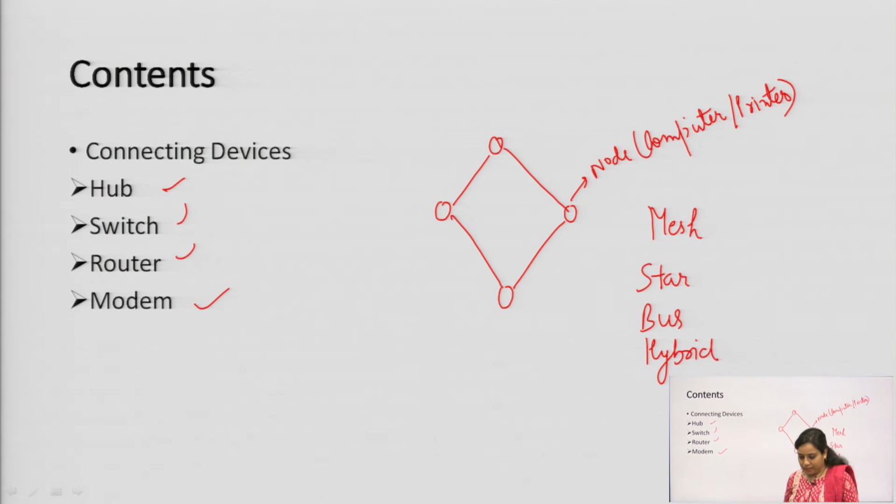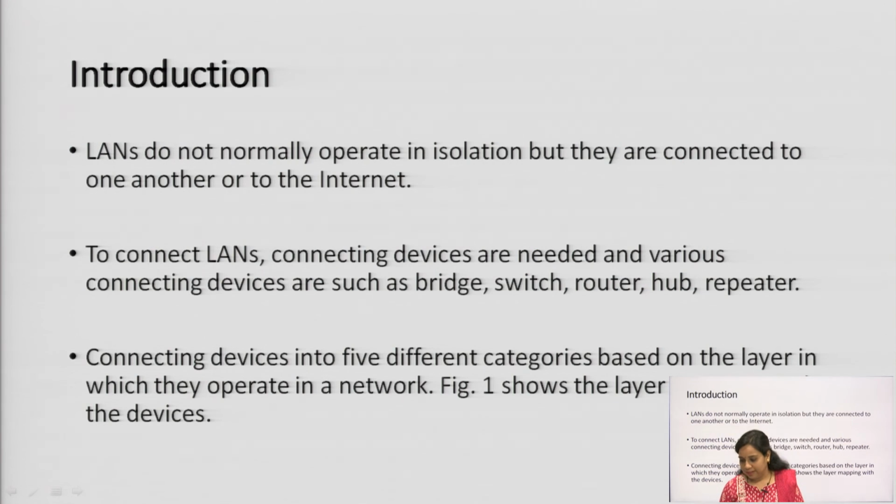So, this will basically form the network. Now, when connecting 2 or 3 networks together, like when 2 LANs are connecting, then a connecting device is required, so that proper communication between the 2 networks will be set up.